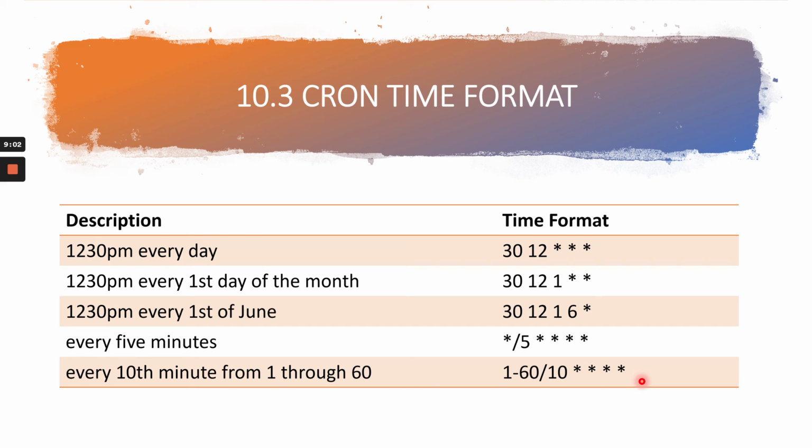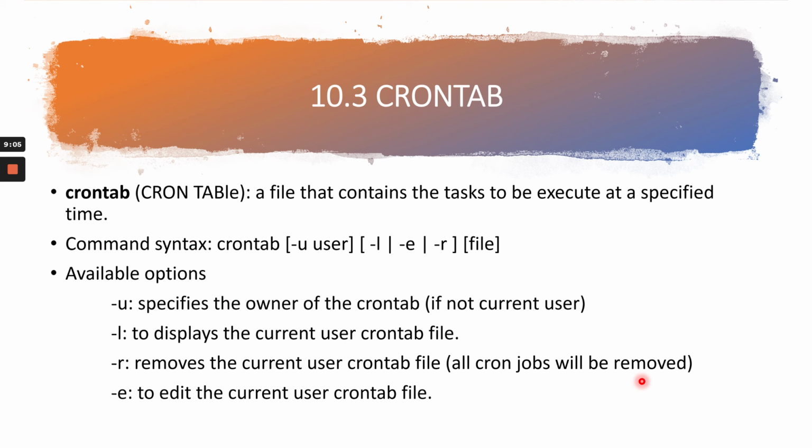All right. Now next I will talk about the crontab file. Crontab is actually short for cron table, which is a file that contains the tasks to be executed at a specified time. There are different operations that you can do for a crontab, and those operations are specified using the available options. The main command is crontab, but you have different available options, which are -u, -l, -r, and also -e.